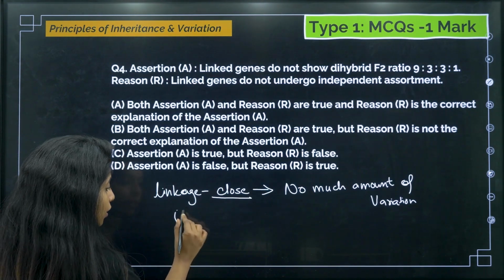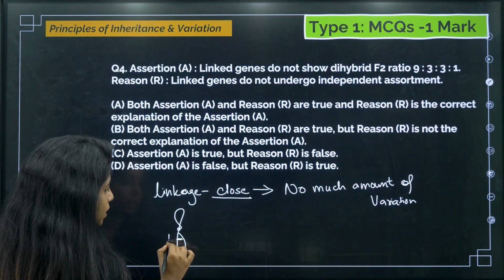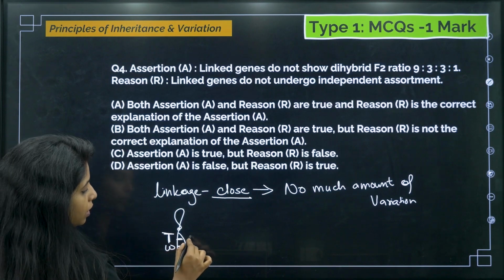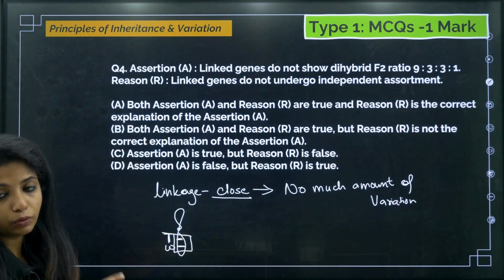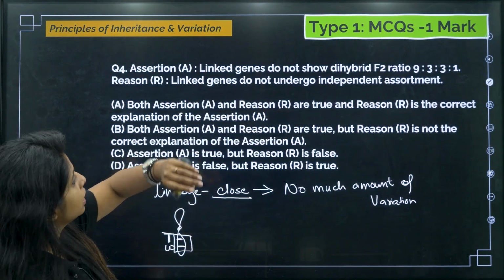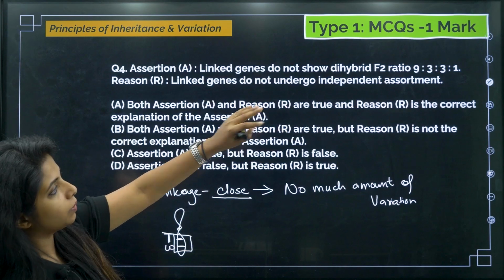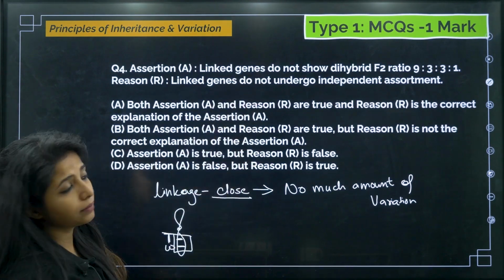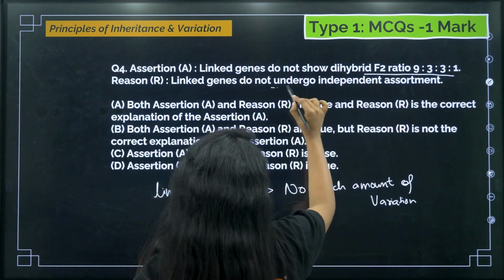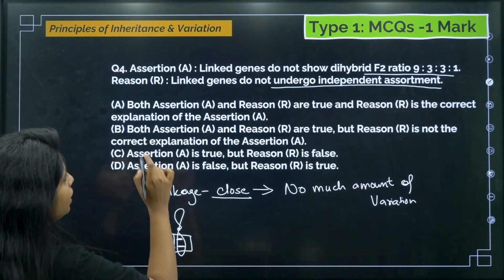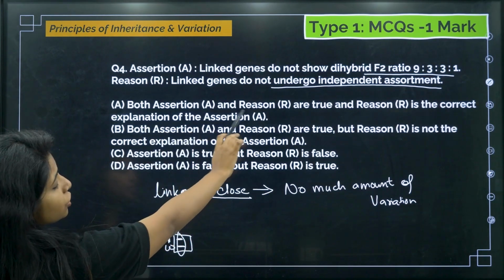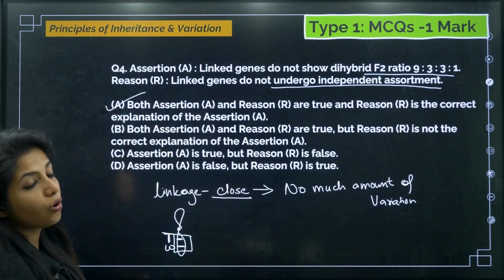Linked genes, do they undergo independent assortment? Independently assorting means this is independently getting assorted from this. Is that possible here? No, it is not possible over here. They are closely linked, so they won't get independently assorted. So both the statements are correct. Linked genes do not show dihybrid ratios, and linked genes do not undergo independent assortment, and the reason explains the assertion. So assertion is correct, reason is correct, and the reason is explaining the assertion as well. Both assertion and reason are true, and the reason is the correct explanation of the assertion.